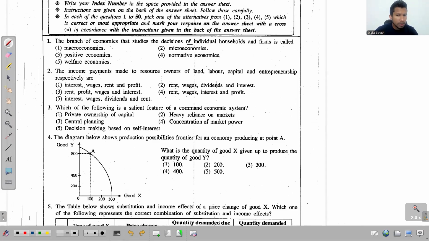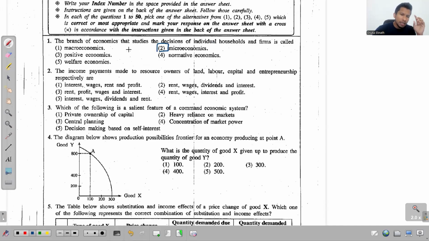The most important part here in this question is that this particular branch of economics studies individual households and individual firms. In other words, we just study tiny pieces, components of the economy. So how do we recognize this branch of economics in which we study individual economic variables? That we recognize as microeconomics. So this is very easy. The answer is the second one.